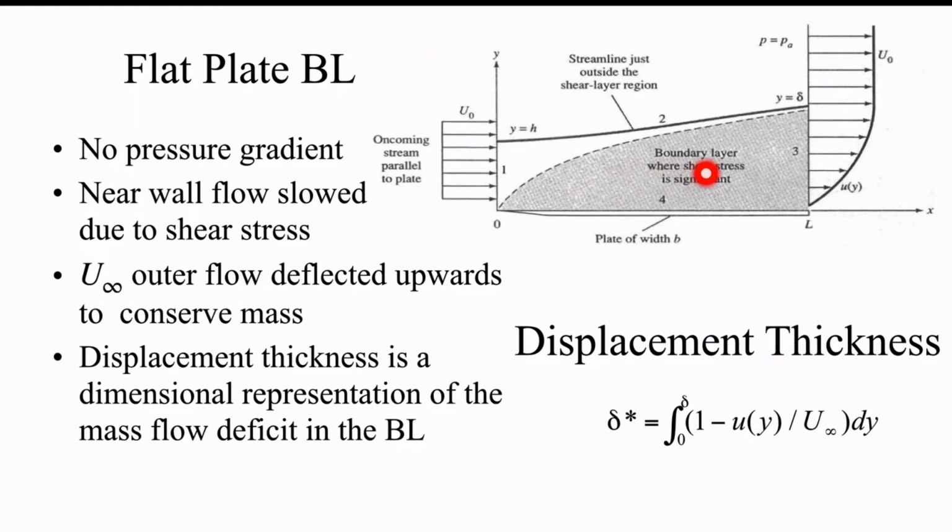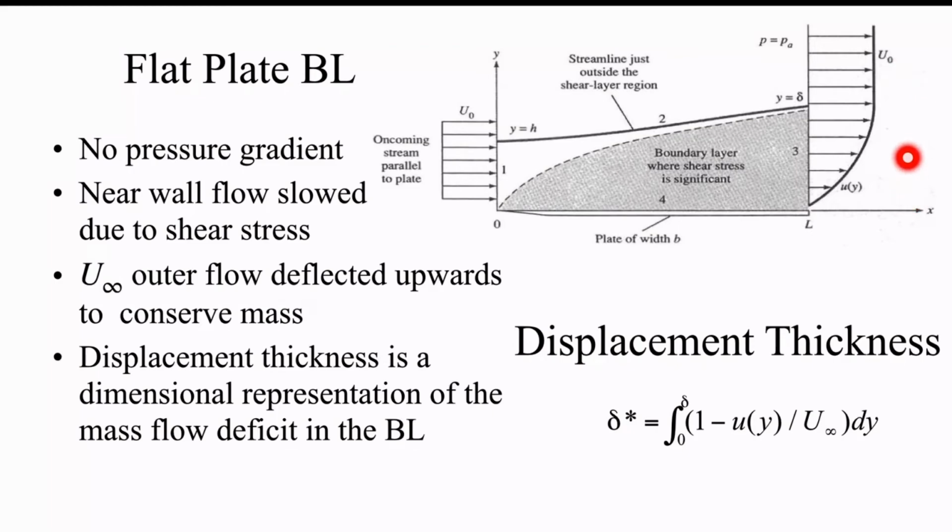Now, if this flow in here is slowing down, then there's some missing mass flow, just like there's missing momentum flow. And in order to have mass be conserved, that's going to push the entire boundary layer, the entire outer flow, further away from the wall. So the result is the streamlines will go upwards like this.